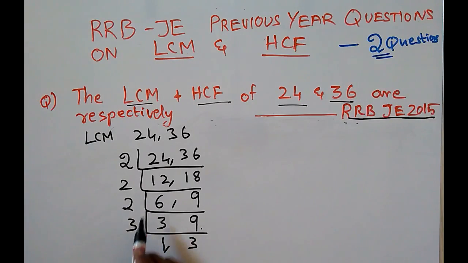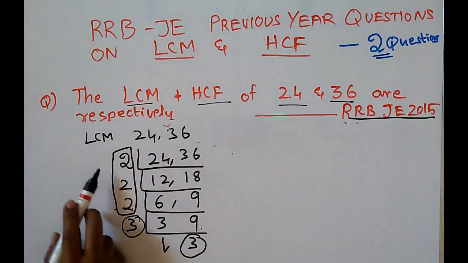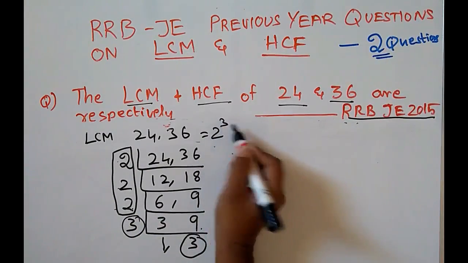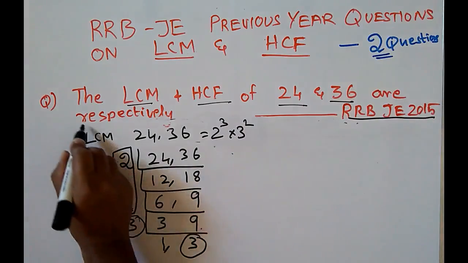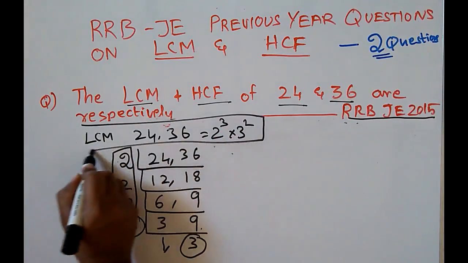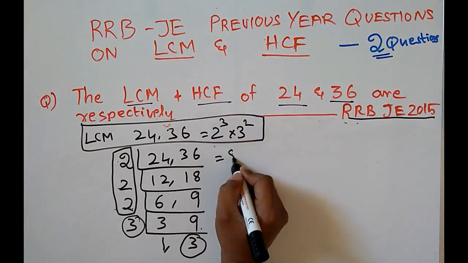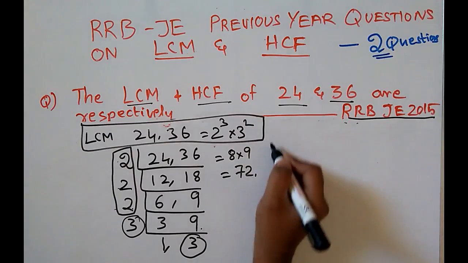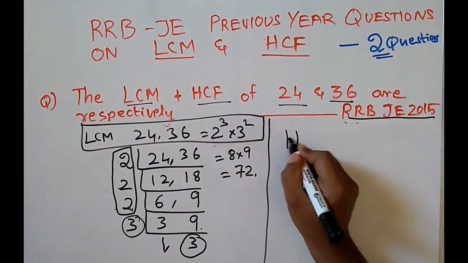Here you can see that there are three 2s and two 3s: 2 into 2 into 2, that is 2 cube, and 3 into 3, that is 3 square. So the LCM of 24 and 36 is 2 cube into 3 square, that is nothing but 8 into 9, 72. This is the LCM.